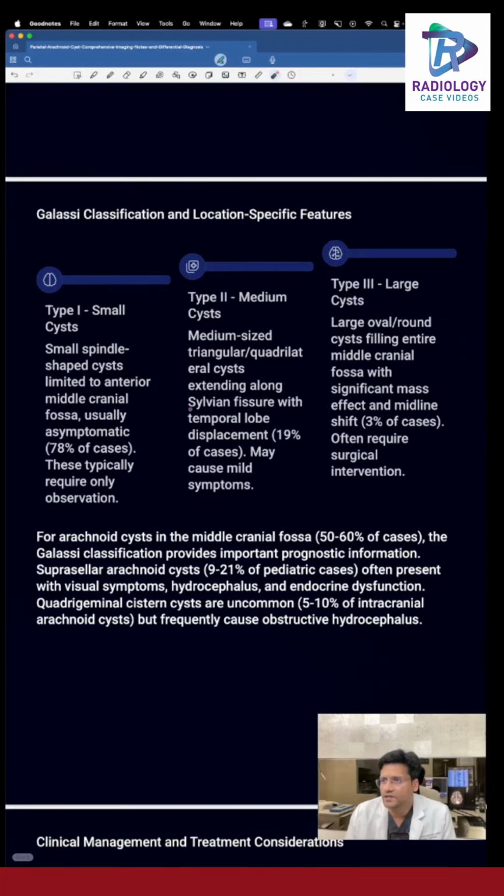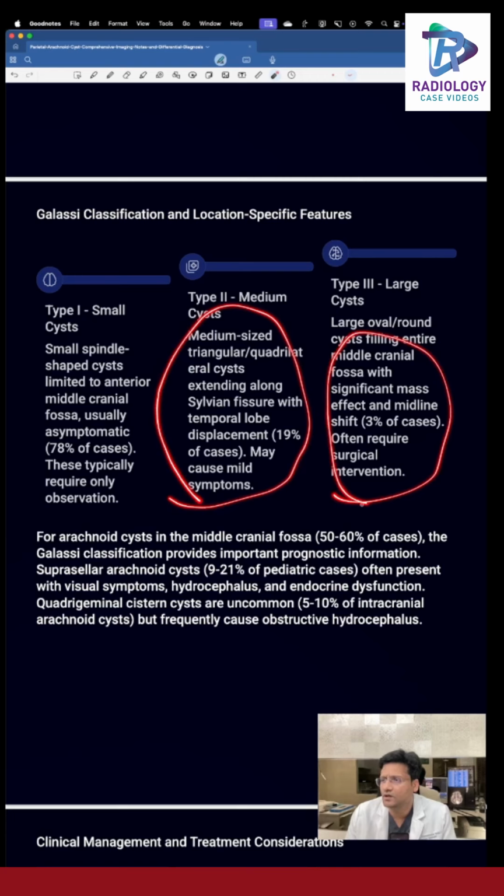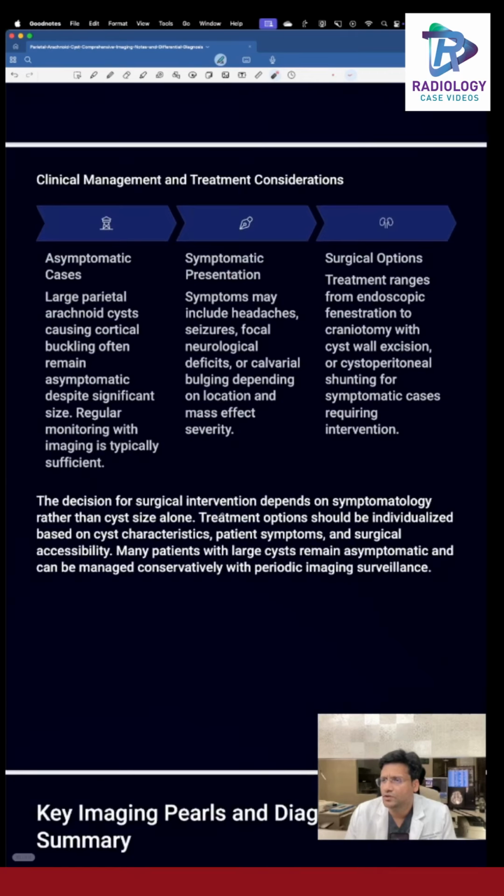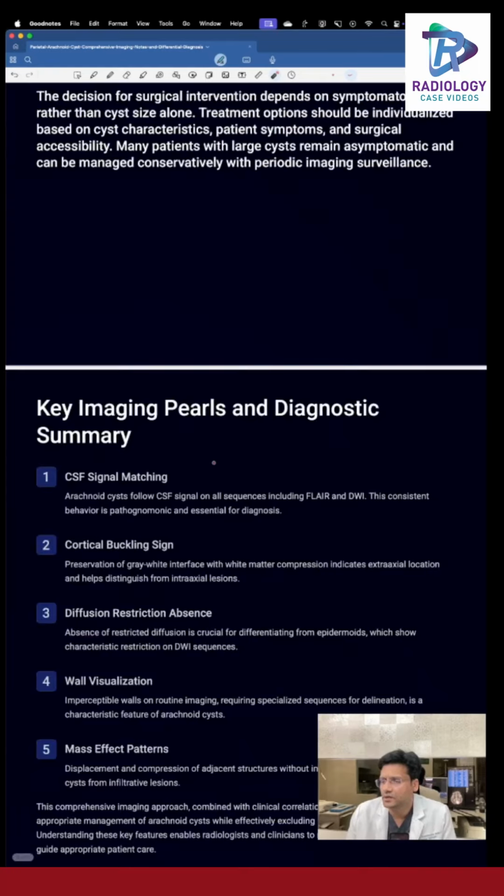A Galassi classification is there for temporal pole arachnoid cysts. A simple arachnoid cyst which is not entering the sylvian fissure is type 1. Type 2, there will be extension to the sylvian fissure. Type 3 is a huge cyst with a lot of mass effect. These things you should know. When there is a symptomatic presentation, they may do surgical cystoperitoneal shunting when it is a huge cyst and the mass effect is there.